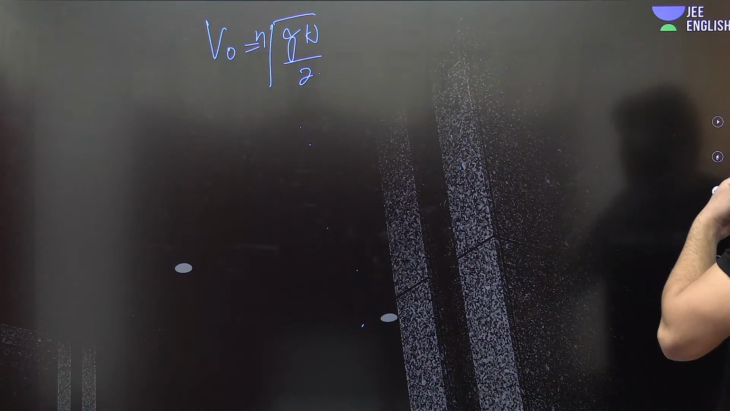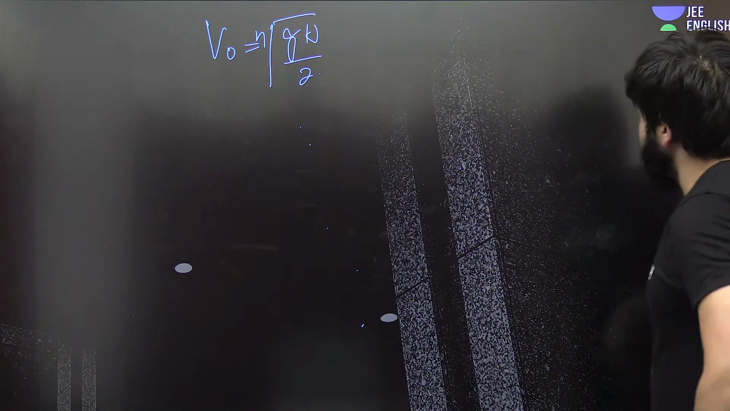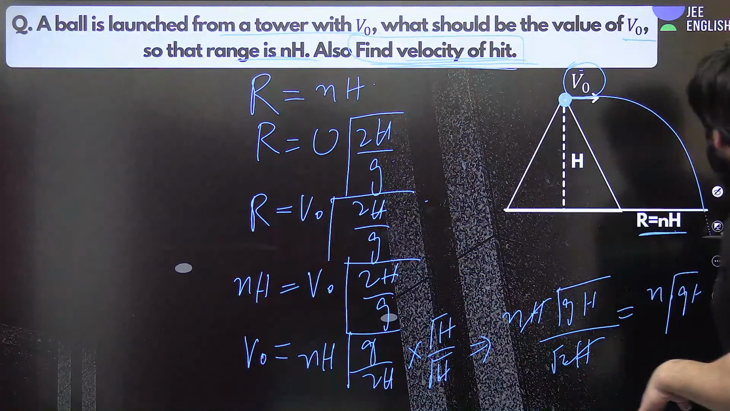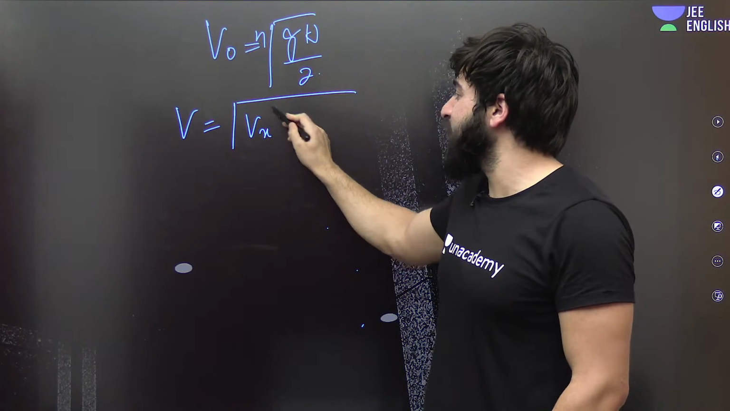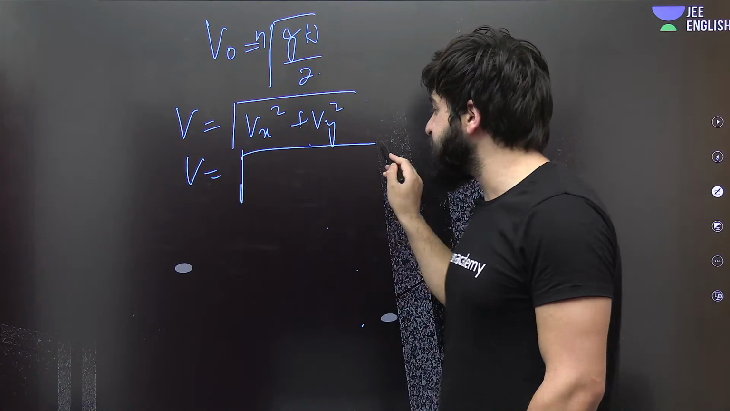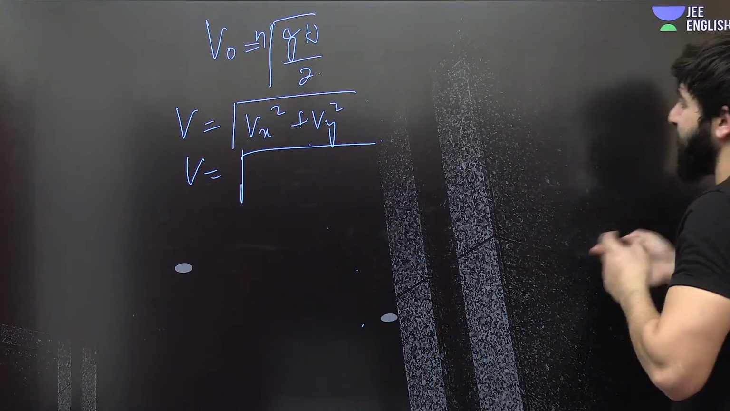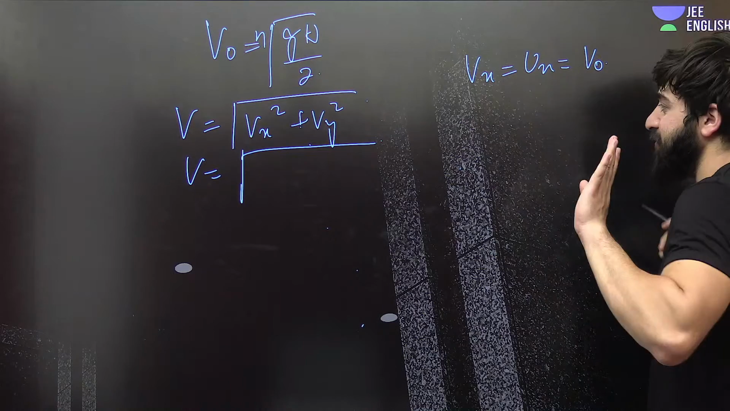So V naught is equal to root of GH by 2. Now we need to basically find this velocity of hit. With what velocity it will basically hit the ground. So we know velocity of hit is nothing but Vx square at that point plus Vy square exactly. So V is nothing but what is Vx square? Velocity in x direction, that remains constant. That is V naught only, because Vx is equal to Ux only, that is V naught. This is the horizontal velocity initially.